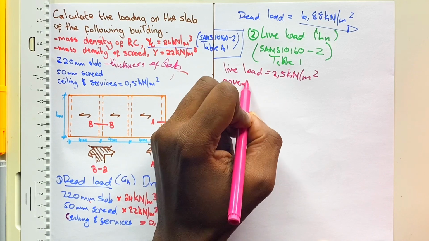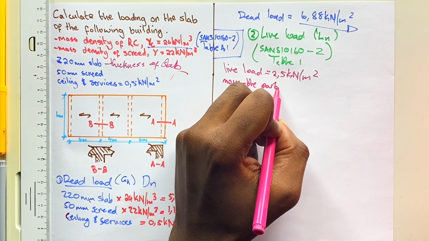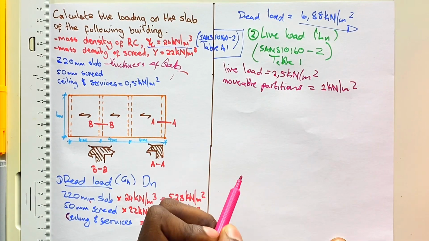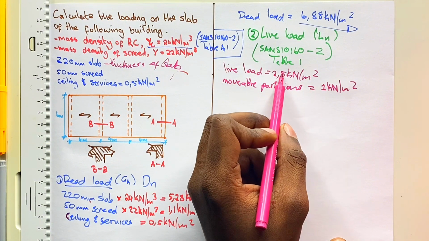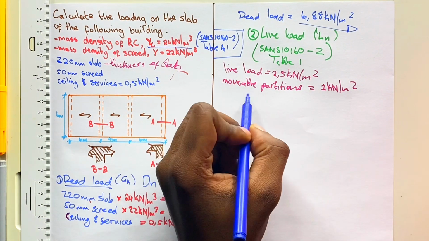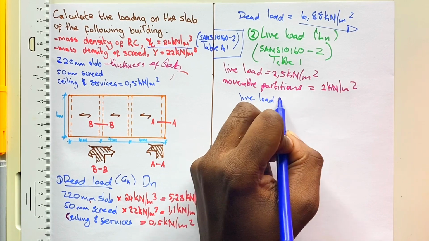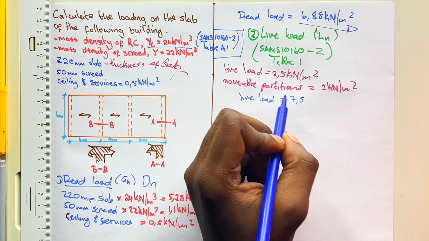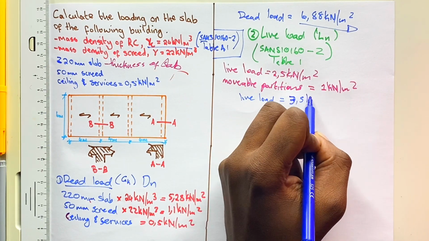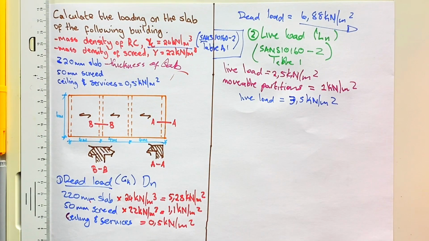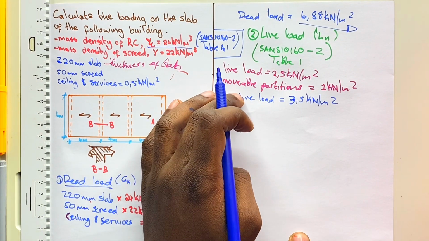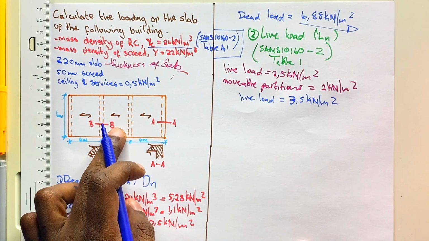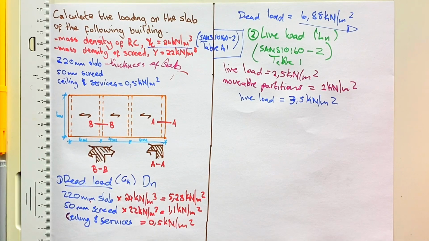The live load from the movable partitions is equal to 1 kilonewtons per meter squared. Now when you add these two together, you will find that your live load is equal to 3.5 kilonewtons per meter squared. So now we have the live load and we have the dead load. So we can calculate the design load that is going to be used in the design of this slab.